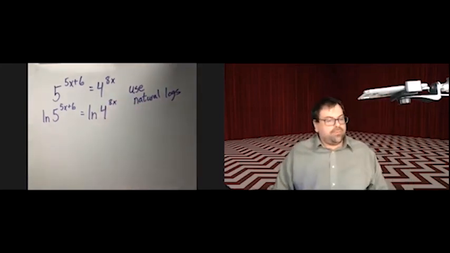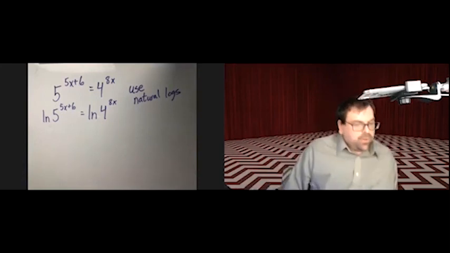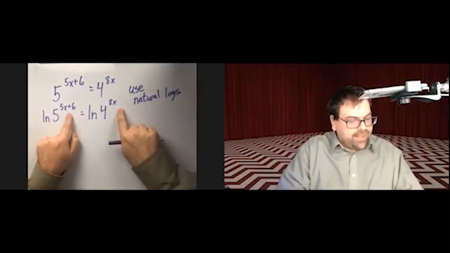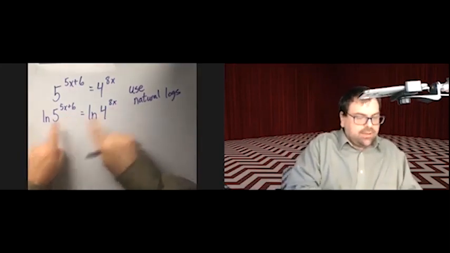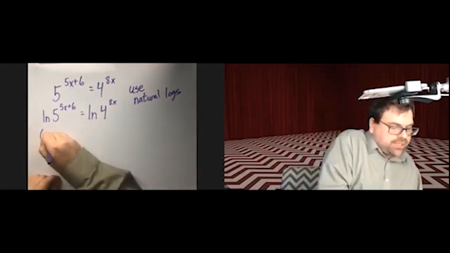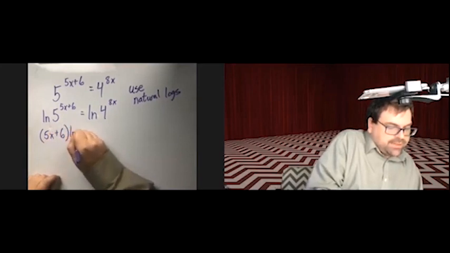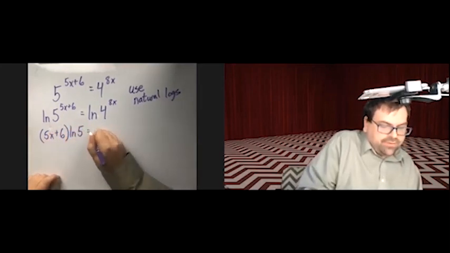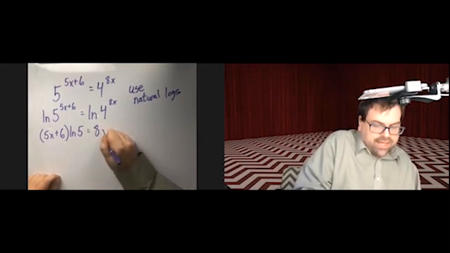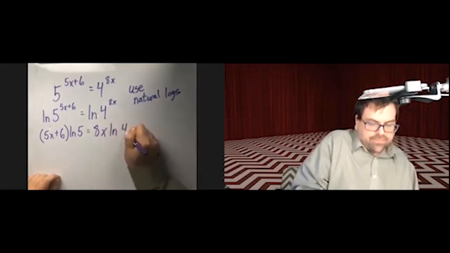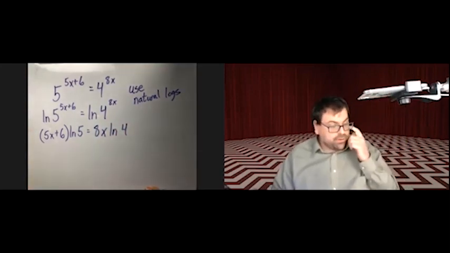Well, then what would we do? Well, we have powers inside our logs. The powers come out front as multiplication. 5x plus 6 times the natural log of 5 equals 8x times the natural log of 4.